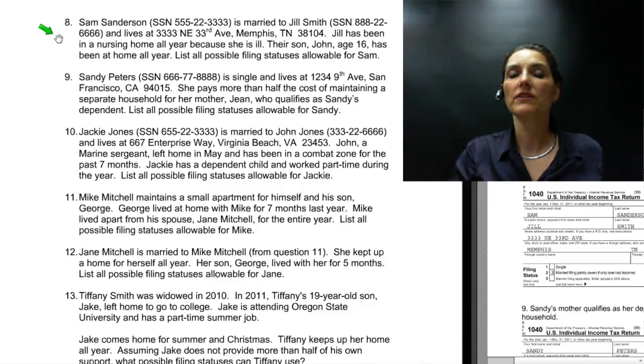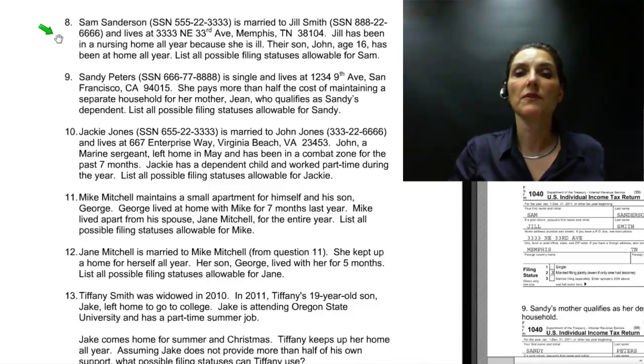Does Sam qualify for head of household, or should he be filing a joint return, or does he file married filing separate? Well, the answer is that when you have a family member who normally would be living with you, and the only reason they're not living with you is because of a temporary absence, such as nursing home care, college, or military service, the fact that they're not physically in the home does not mean that they are not considered to be in the home.